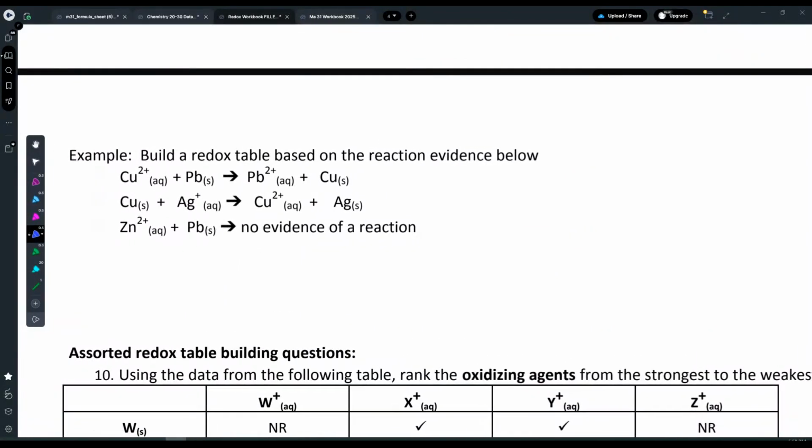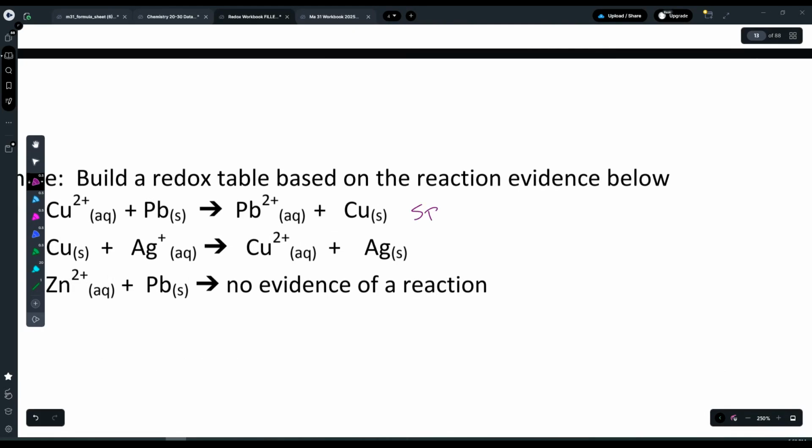So the next example, we are asked to build another redox table based on the reaction evidence below. If they don't tell you anything after this, you can assume that this is a spontaneous reaction. So the first two reactions are spontaneous, but if you see no evidence of a reaction, that means it's non-spontaneous. So these two are spontaneous, which I'm abbreviating to SPON, and then this one is non-spontaneous.